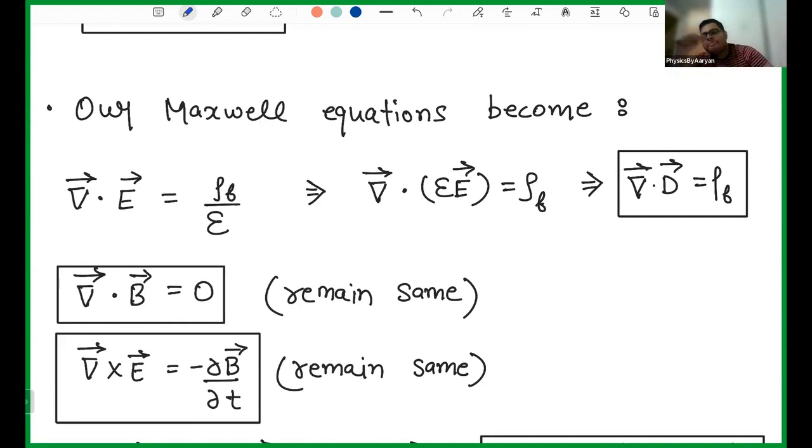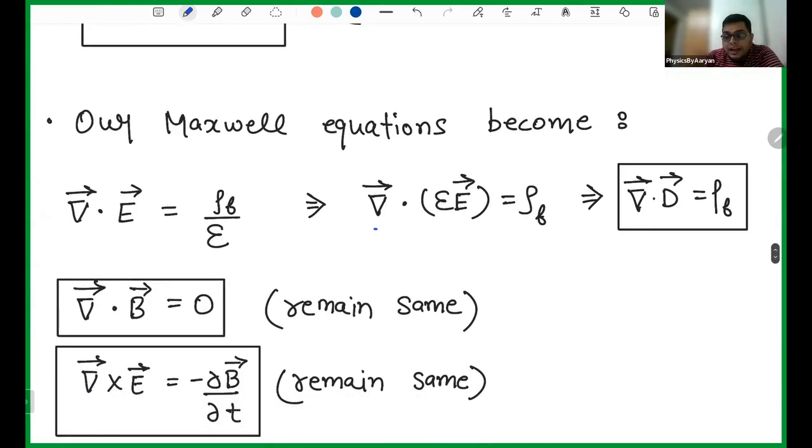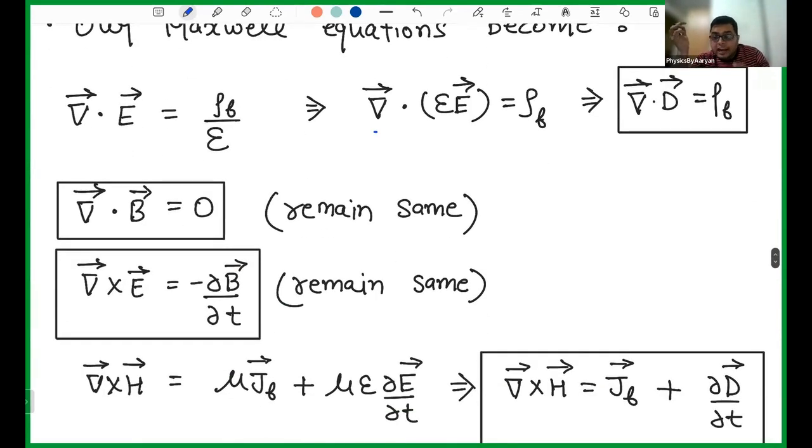Let's see. The situation in hand now is that you have the equation del dot E equals rho F by epsilon. You don't have epsilon naught, you have epsilon. Why? Because now you are in a medium. In a medium, you cannot define epsilon naught, you can define epsilon, because permittivity in the medium is epsilon. You take this epsilon on the other side, you will get del dot epsilon E equals rho F, and epsilon E we just studied is D. So your equation becomes del dot D equals rho F. You are comfortable with that? Equation is satisfied.